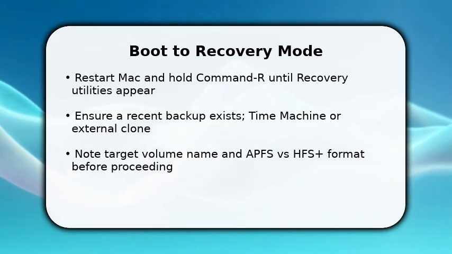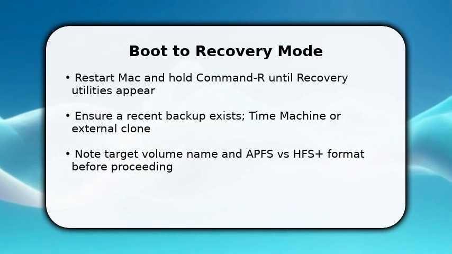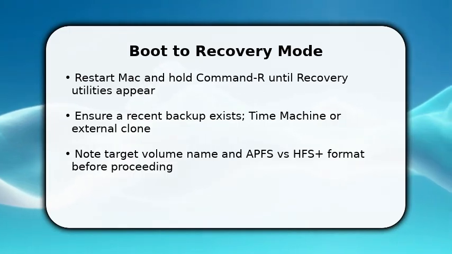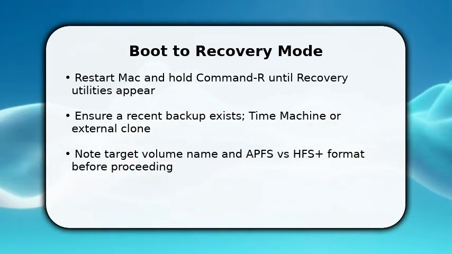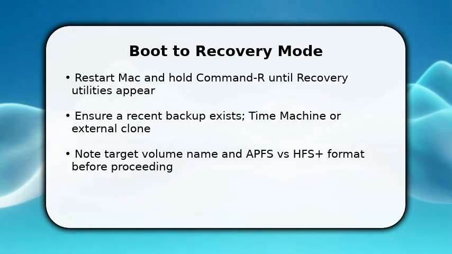Once the utilities window shows, select Disk Utility, pick the exact target volume by name, and confirm whether it's APFS or HFS+. That affects available options. Now choose First Aid as the initial action to scan and repair the file system.